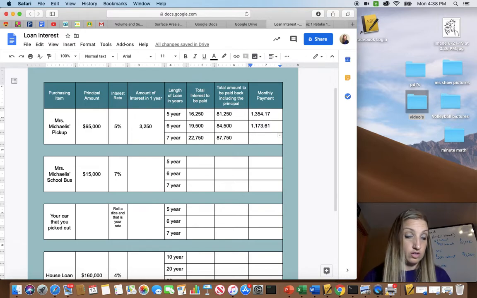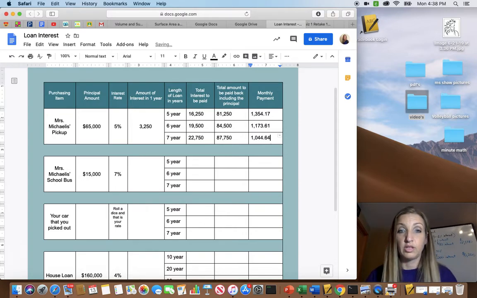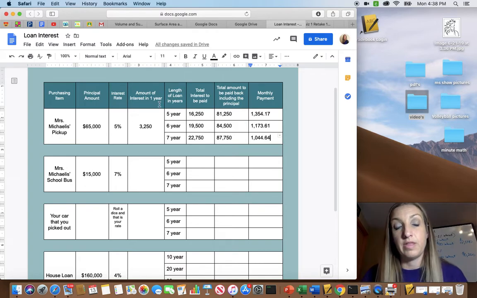So 7 years times 12 to get my number of months, that's 84 months. So I'm going to take $87,750 divided by 84. And that is $1,044.64.